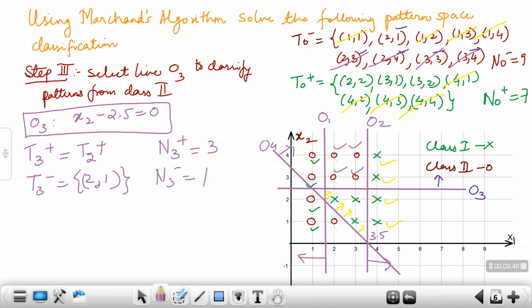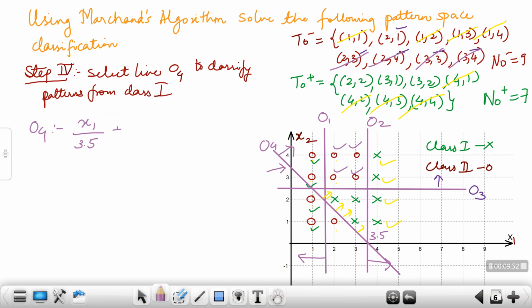Last step, whichever direction you can take, that is not a problem. So what is the equation of this line? I will have to write in the intercept form. So in step 4 we have selected a line O4 to classify the patterns from class 1. So the equation of the line will be this. So I simplify this equation.